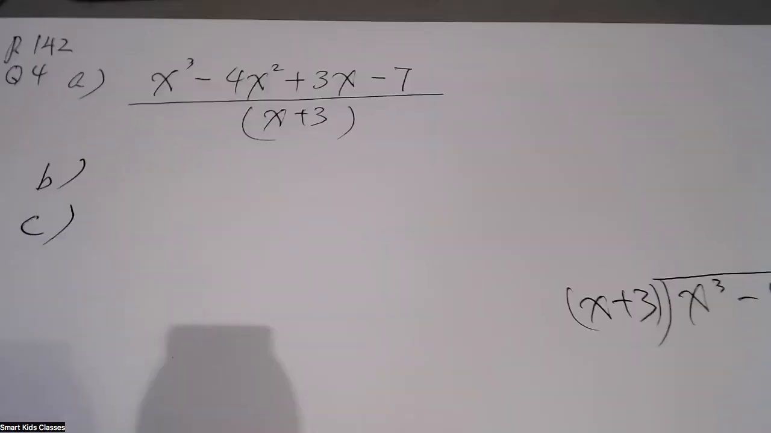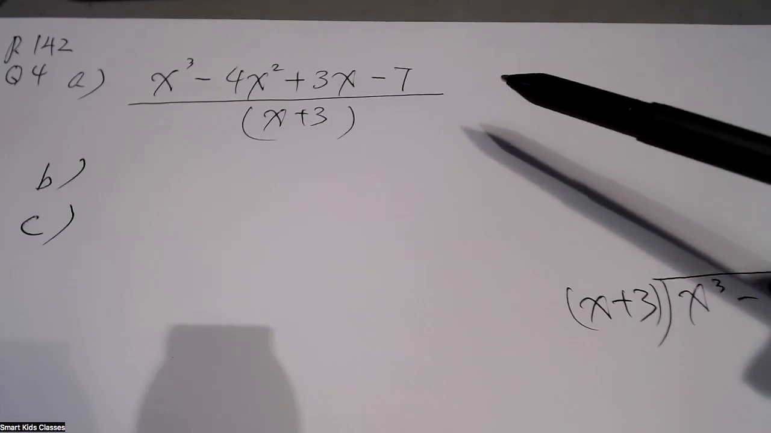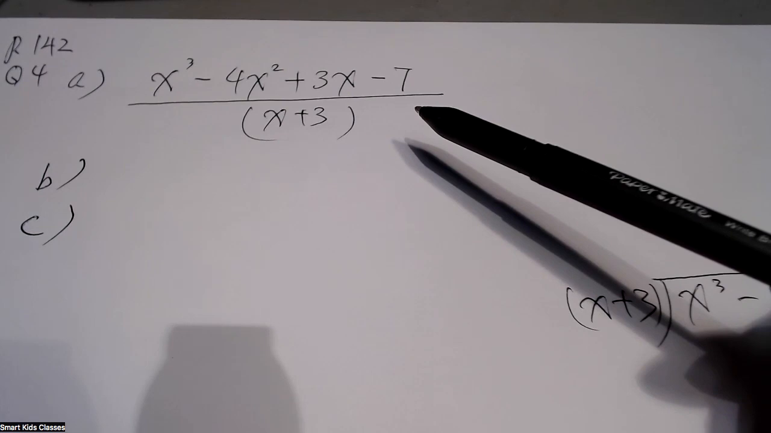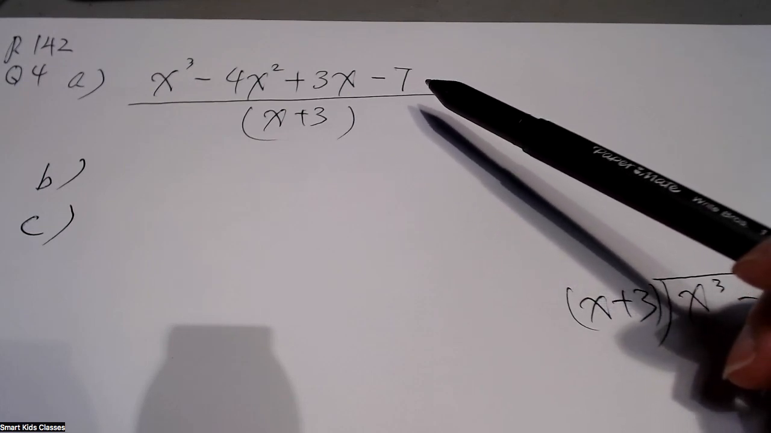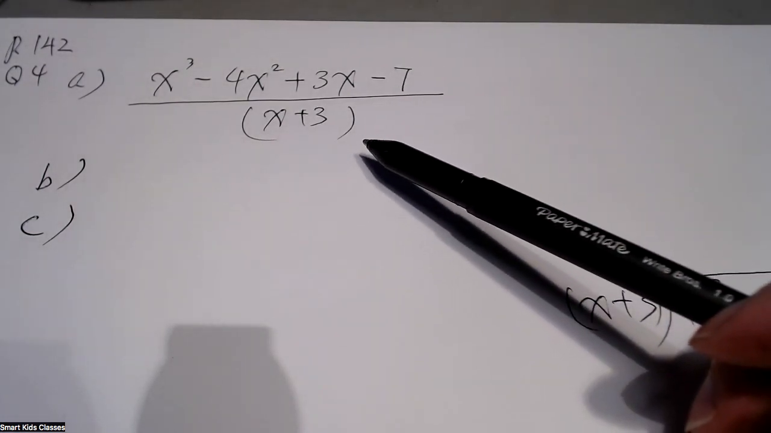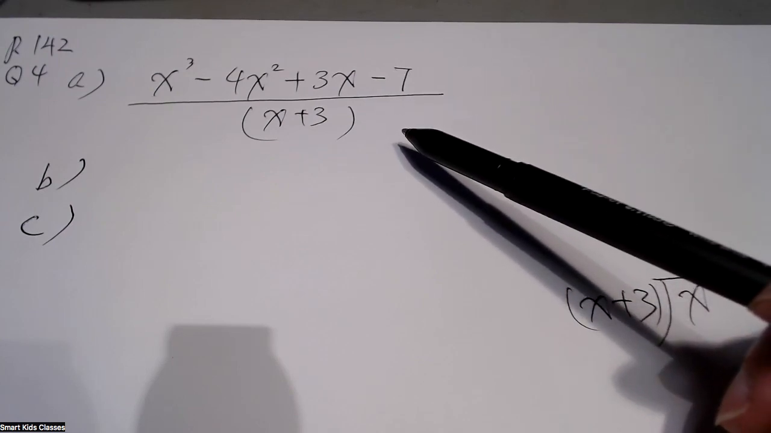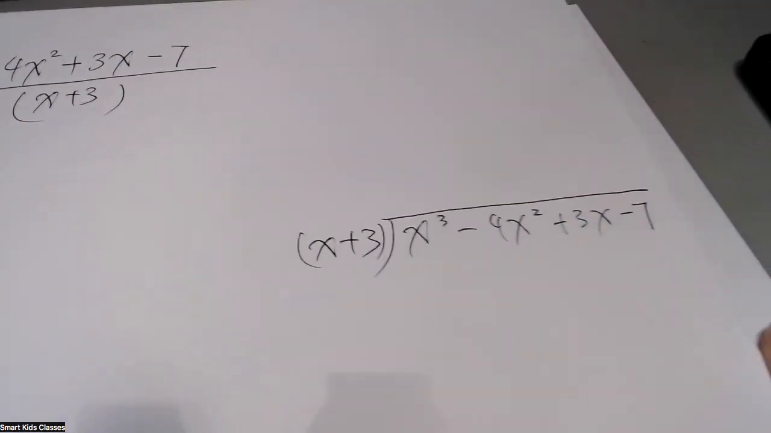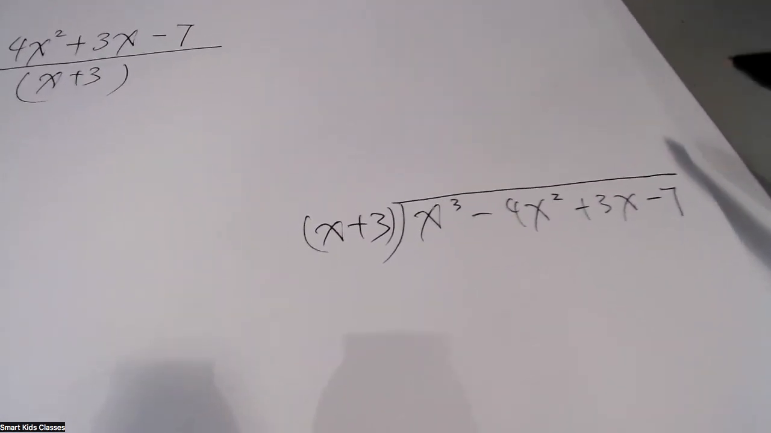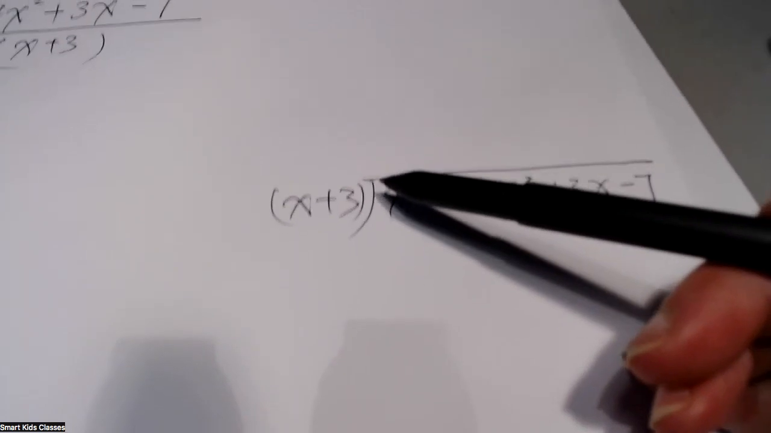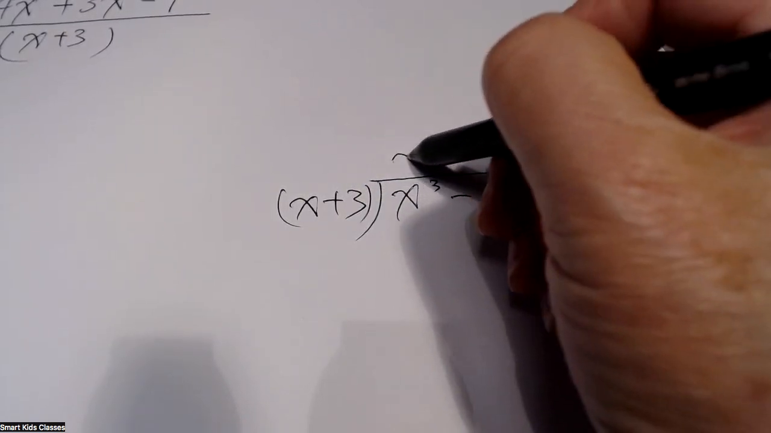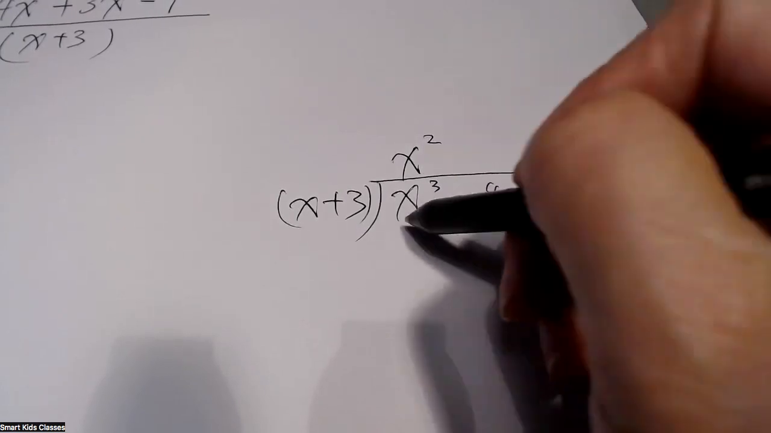Now for question 4, we are going to write it in quotient form, like x exponent 3 minus 4x exponent 2 plus 3x minus 7, over the factor x plus 3. Write it into a fraction. It's called quotient form. Now we're going to do a long division to find the answer. In the long division, the first leading term, you have to cancel it first. So therefore, we put x exponent 2.